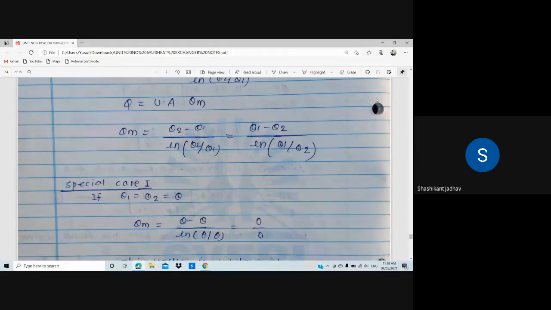Okay, so now we have to consider some special cases. For these special cases, how to calculate the LMTD or how to calculate the rate of heat transfer. Okay, so write down special case 1.